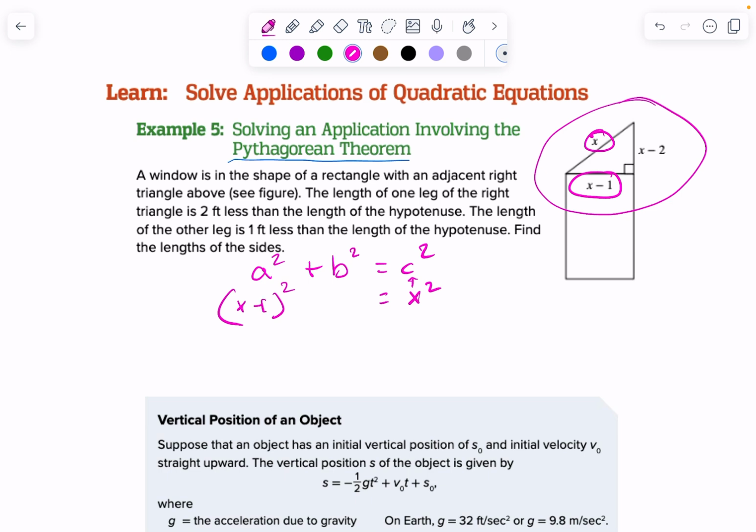Let's say b is x minus 2. Okay. And then all we're going to have to do is we're going to have to FOIL, like the x minus 1 squared and the x minus 2 squared.